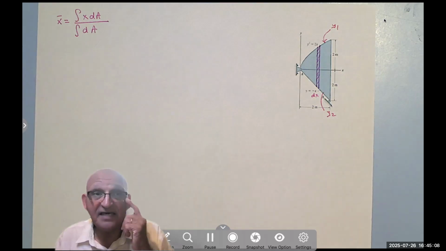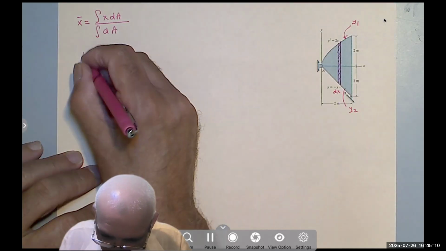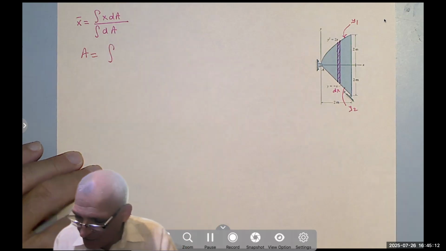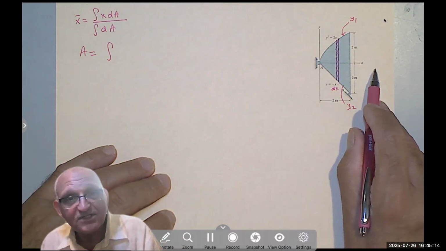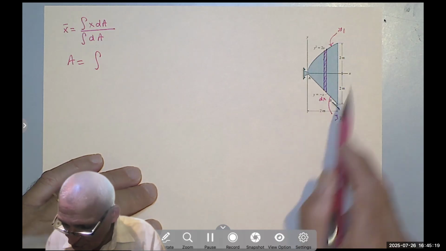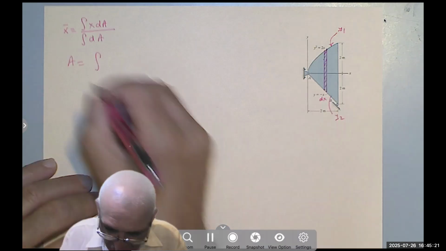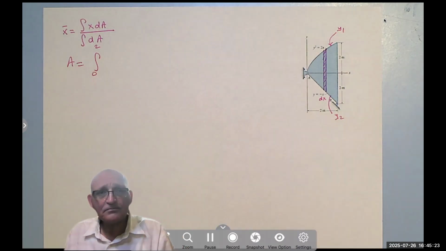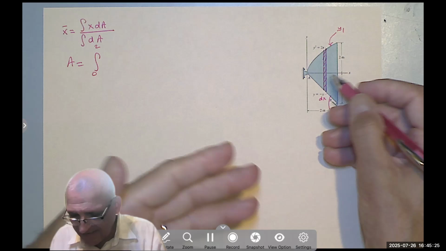Okay, so let's calculate the area first. The area is the integral. Notice I'm integrating with respect to x, dx. I'm starting from 0 to 2. Here, all the distances are 2. So 0 to 2. What is this rectangle?